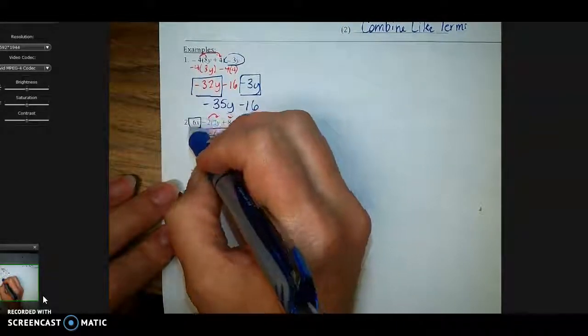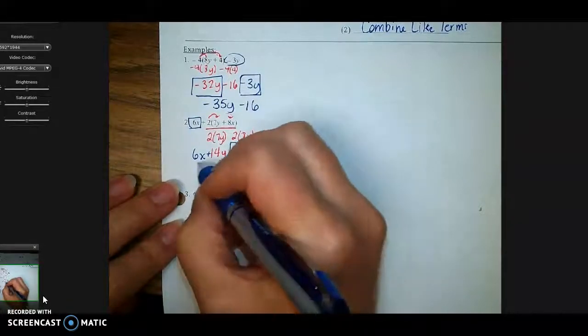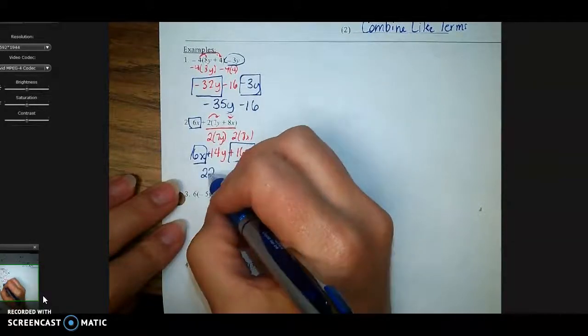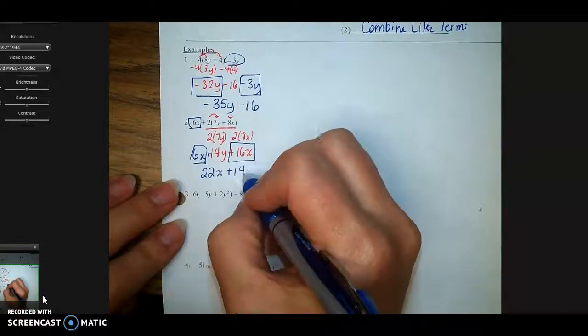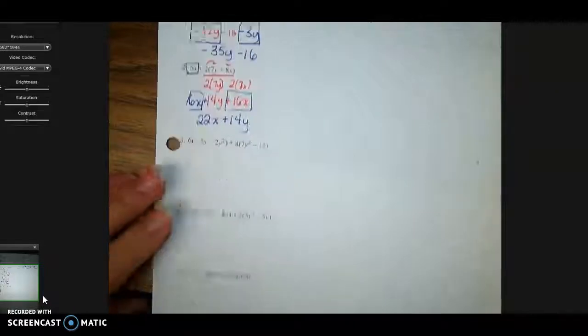What I can't forget is that 6x. Now I can combine those like terms, put everything in alphabetical order by variable, and I get 22x plus 14y.